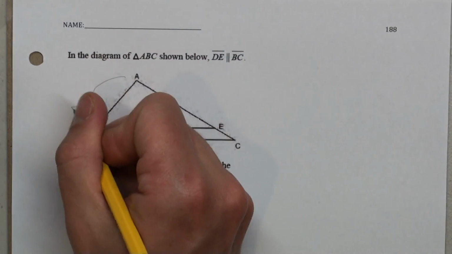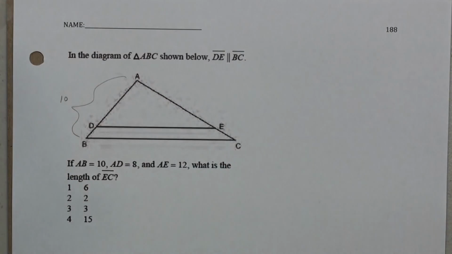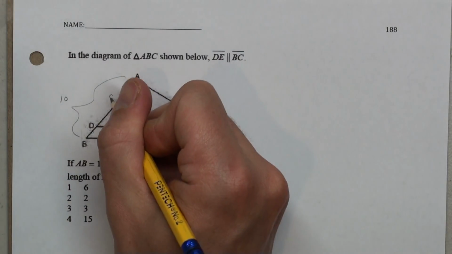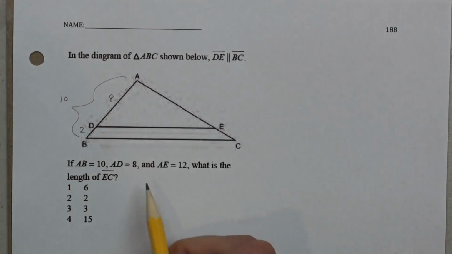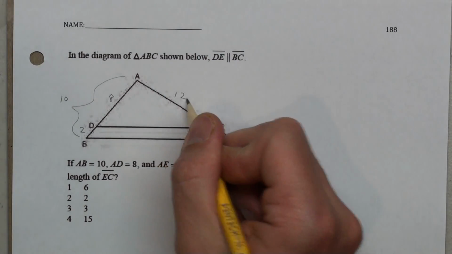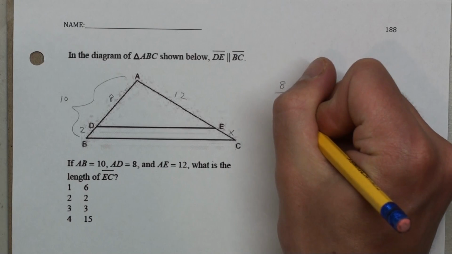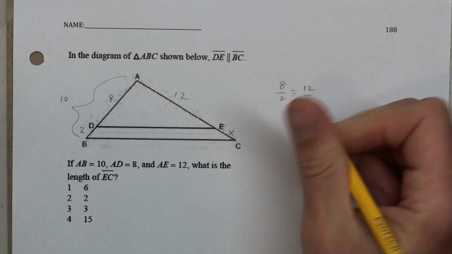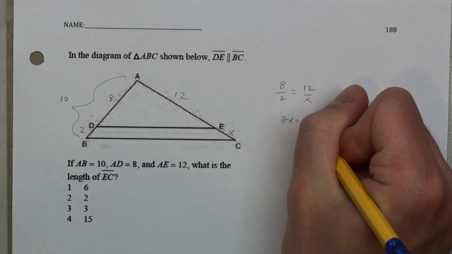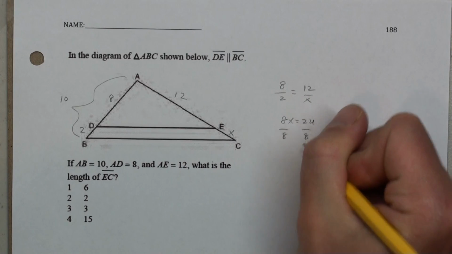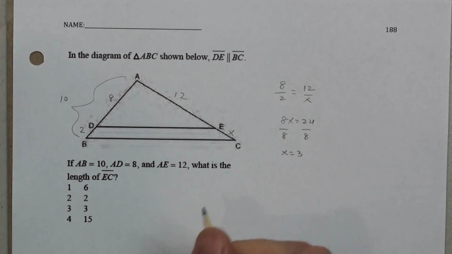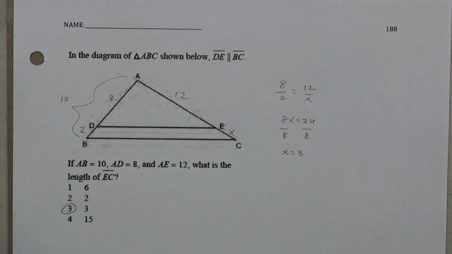AB is 10. AD is 8, so this is 2. AE is 12. Find EC, x. So 8 over 2 equals 12 over x. 8x equals 24. Divide by 8. X equals 3. Choice 3.